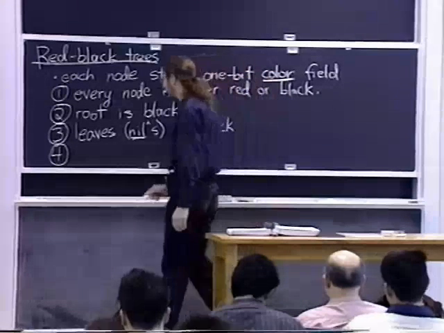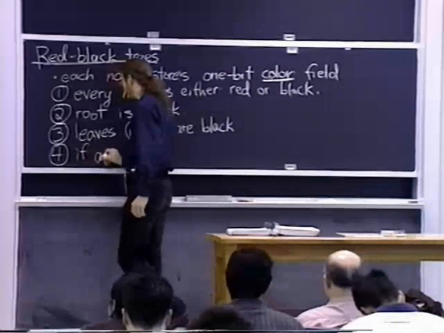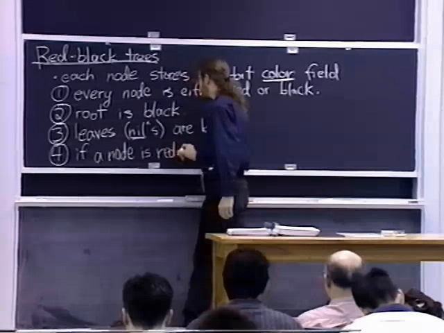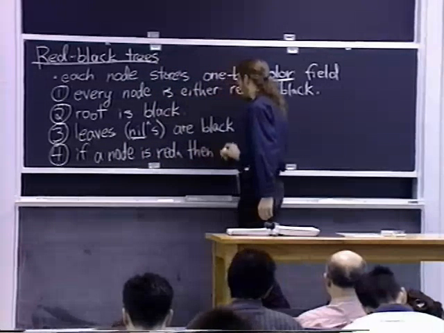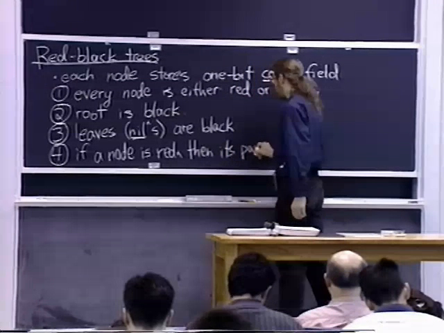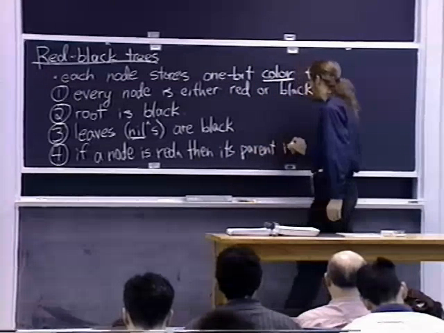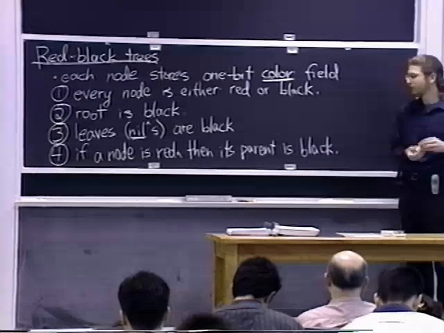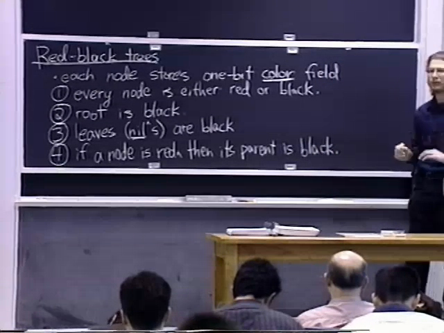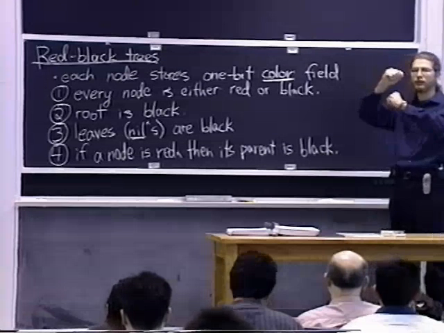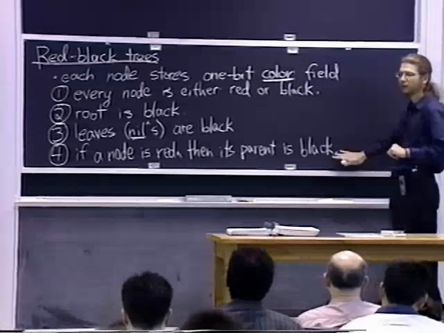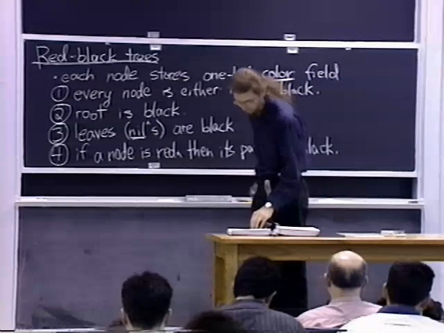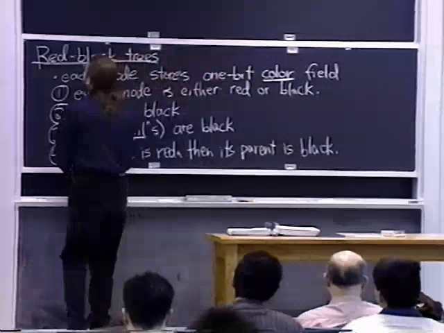The next important property is that if a node is red, then its parent is black. This is important. It's saying we don't want too many red nodes. We're not allowed to have 2 red nodes in a row vertically. You can have lots of black nodes in a row. That's fine. Black nodes will be good for us. This is somehow what will give us balance. But we need one more property.